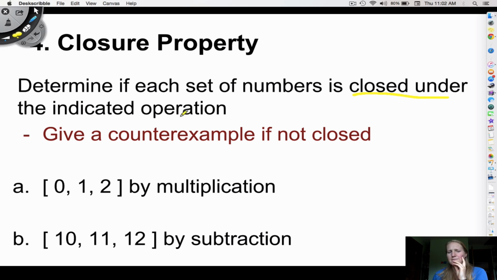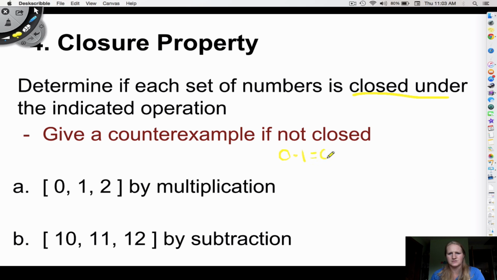What this basically means is, is the solution to any multiplication that occurs between the set of numbers also in the set? It wants us to give a counterexample if it's not closed, so just prove that the answer to one of these problems is not within the set. Let me do an example to help explain this, because I don't think I explained it very well.